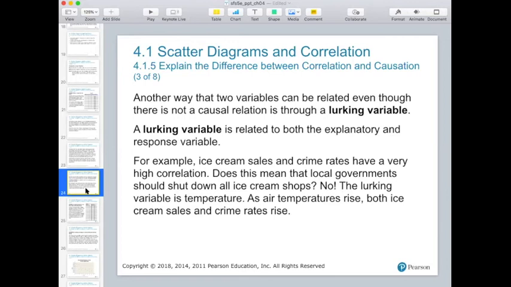So look at that example. Ice cream sales and crime rates have a very high correlation. So I can find data that matches up no matter what I'm looking at. It doesn't mean that local governments should shut down all of their ice cream shops so that they can shut down all of the crime. The lurking variable there could be the temperature. If it's pretty outside, we've got more people going to get ice cream and more people getting in trouble. So we've got something else that's connecting those two things.